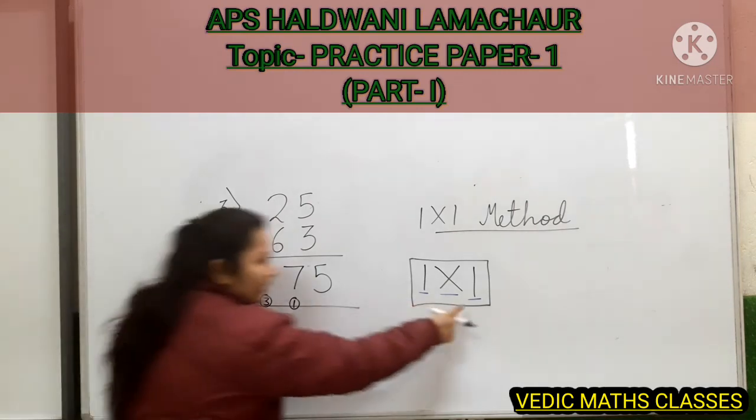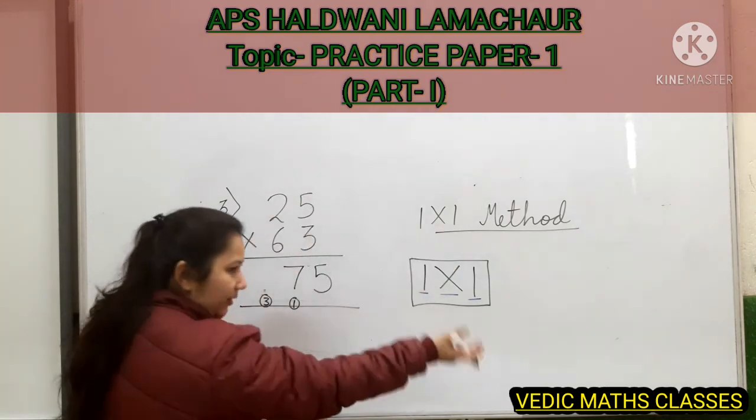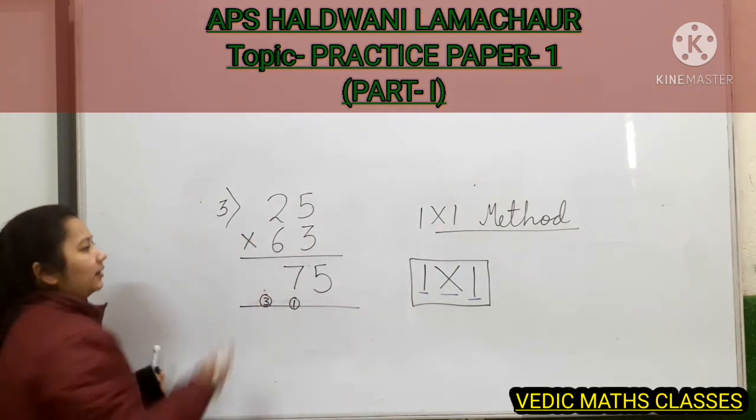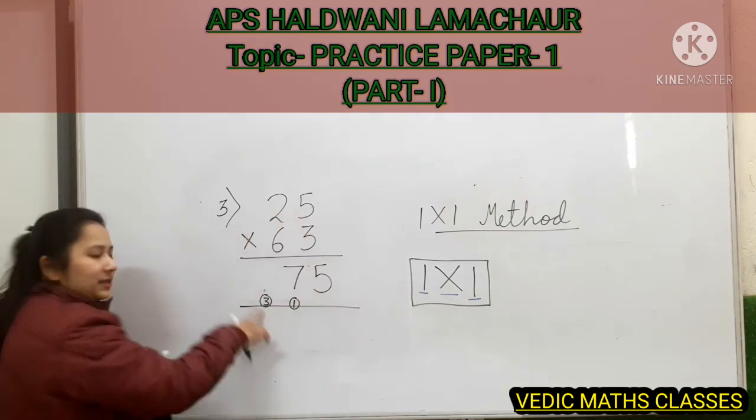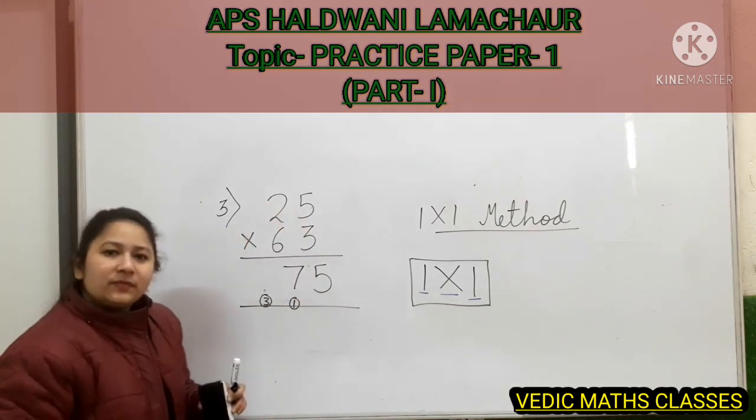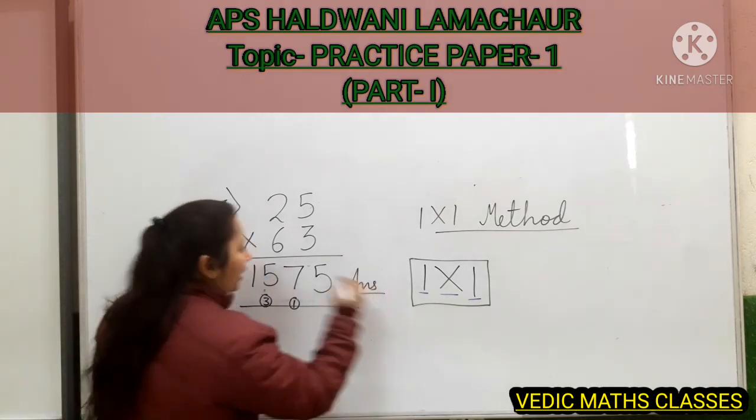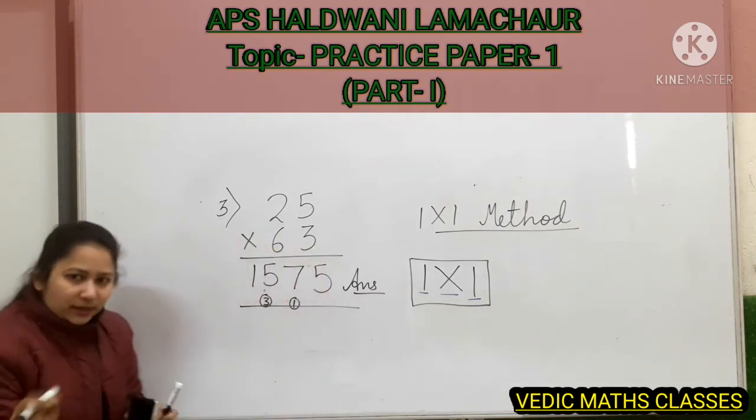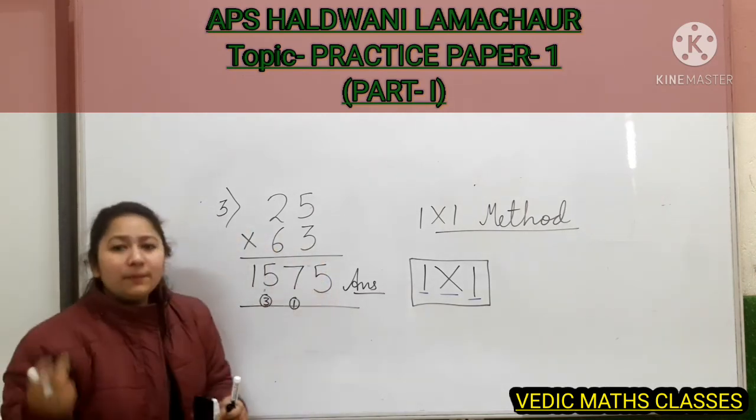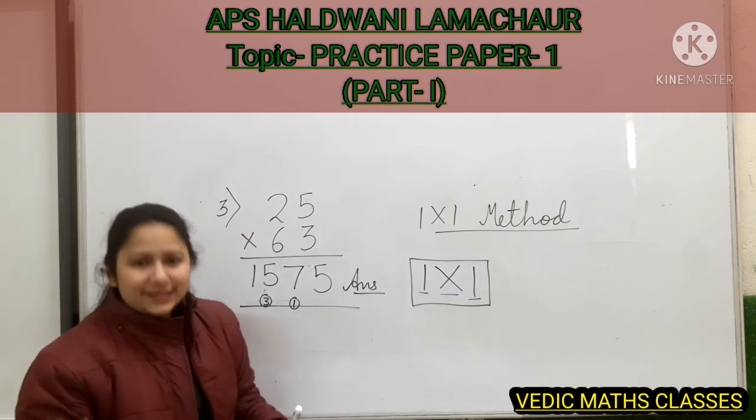Now, I this side. First of all, we started the calculation from the right. Now, we are going to the left. Now, I we will put here, 6 twos are 12. 12 plus 3, 15. So 1575 is your answer. See, it's a two row sum, 63 and 25. We have solved it in one row and in some minutes. And if you practice more, you can solve it in some seconds.